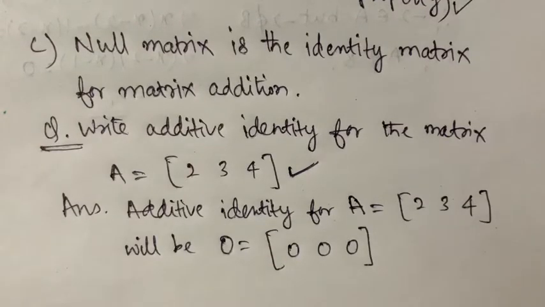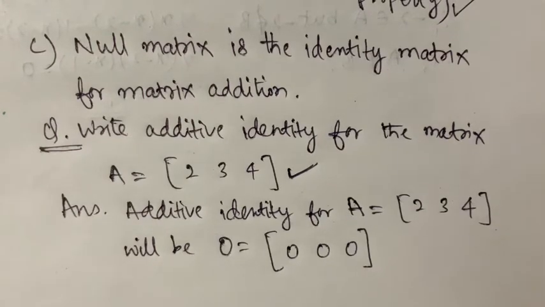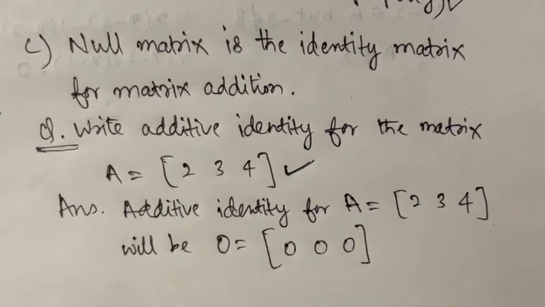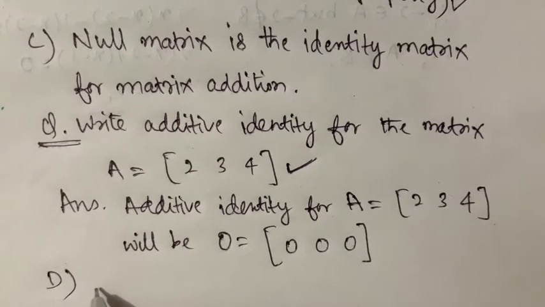When we need to add two matrices, their orders must be the same. So these are two compatible matrices. The order of A must be the same as the order of O, or the opposite way. That is, when we write the additive identity for a matrix, we must take a null matrix of the same order as that of the given matrix. Orders should be the same. And then we have additive identity, additive inverse.